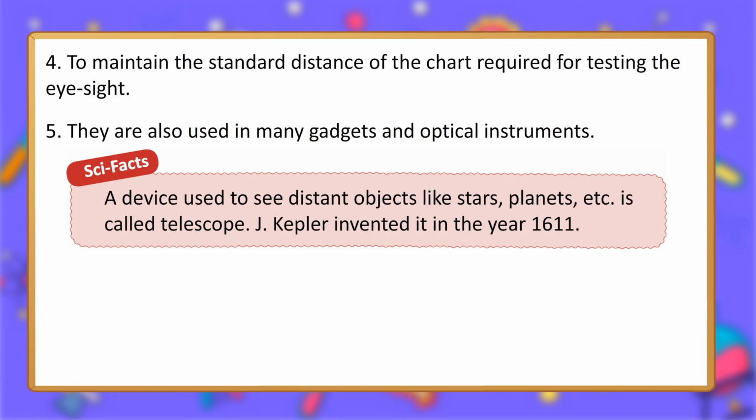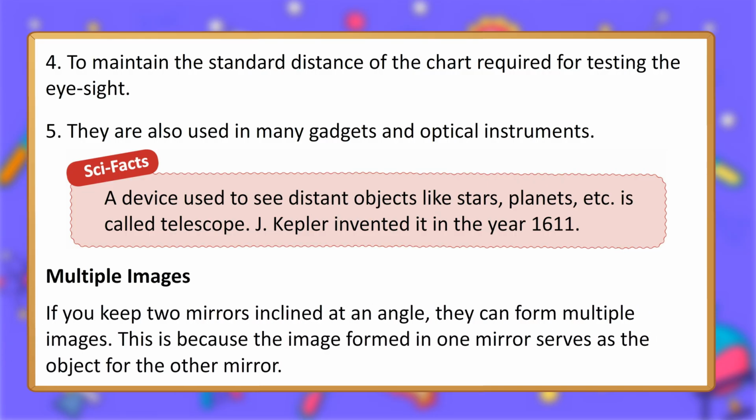Sci facts. A device used to see distant objects like stars, planets, etc. is called a telescope. J. Kepler invented it in the year 1611. Multiple images. If you keep two mirrors inclined at an angle, they can form multiple images. This is because the image formed in one mirror serves as the object for the other mirror.